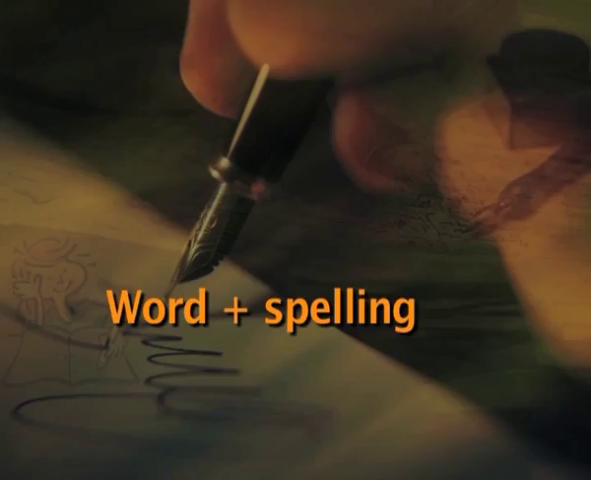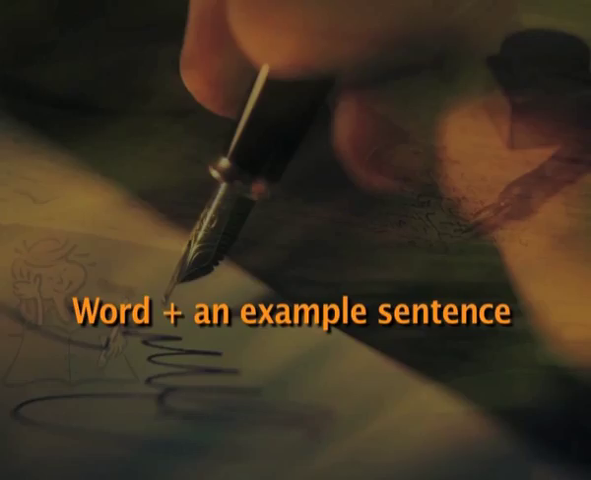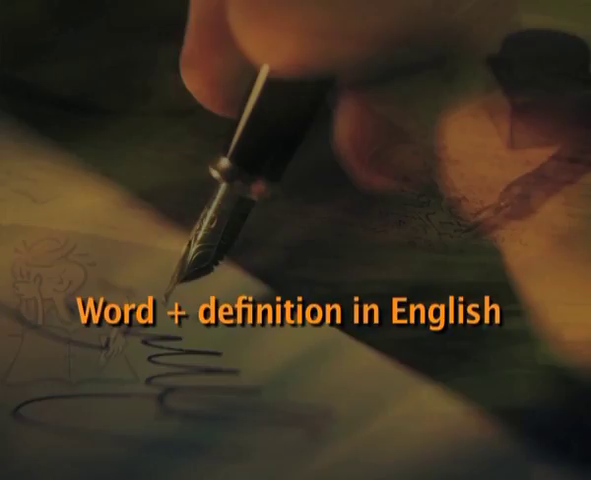Another technique is word plus spelling. Some learners are very good at spelling, therefore they try to associate the word's meaning with spelling and they remember. Other techniques include word plus an example sentence. Immediately when you find a new word, some learners know the meaning and immediately use this word in a new sentence and they remember it. Another technique is word plus definition in English. Immediately they look at the word, they refer to the dictionary, learn the definition and remember it.